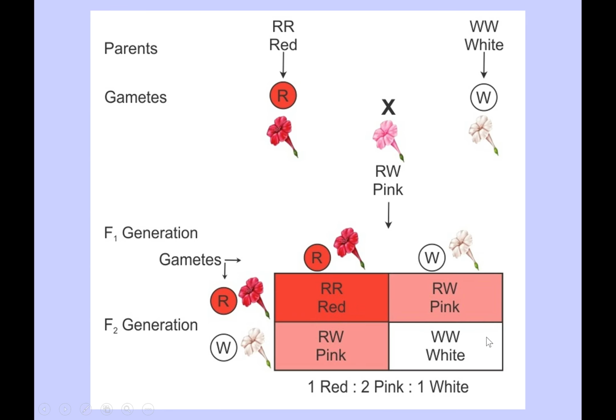So what's neat here is that you're crossing 2 organisms that are both pink in color, but they have a chance of having offspring that are not the same color as themselves. So you have a chance of getting red offspring, and you have a chance of getting white offspring. All right, so that's incomplete dominance.